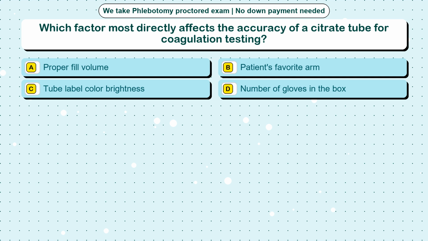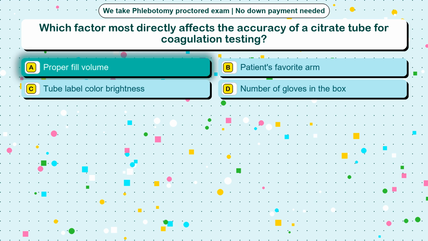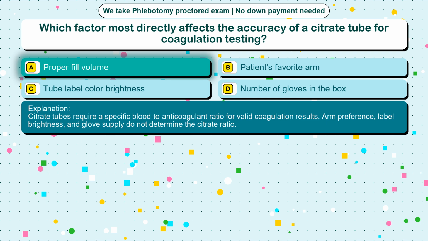Option A, proper fill volume. Option B, patient's favorite arm. Option C, tube label color brightness. Option D, a number of gloves in the box. The correct answer is option A, proper fill volume. Citrate tubes require a specific blood-to-anticoagulant ratio for valid coagulation results. Arm preference, label brightness, and glove supply do not determine the citrate ratio.